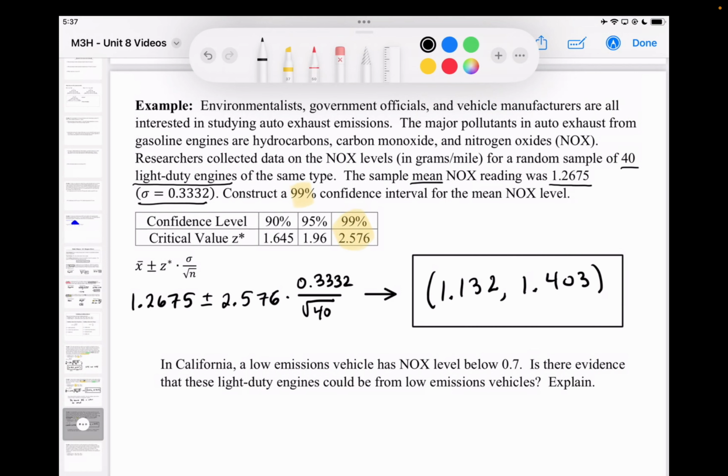Then there's this follow-up question. In California, a low emissions vehicle has a NOx level below 0.7. So that's for low emissions. Is there evidence that these light-duty engines could be from low emissions vehicles? Well, in our case, we can say no, because the entire interval is above 0.7. So if you have to be below 0.7 and our entire interval is above, then these are clearly not low emissions vehicles.